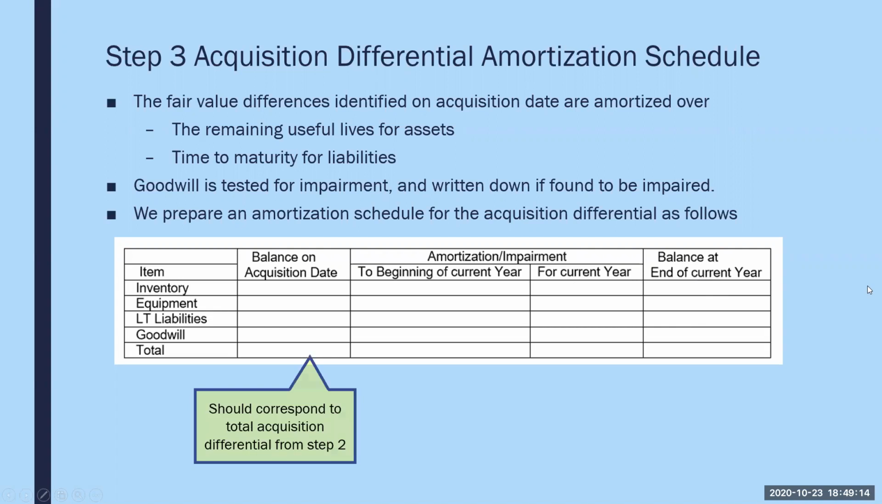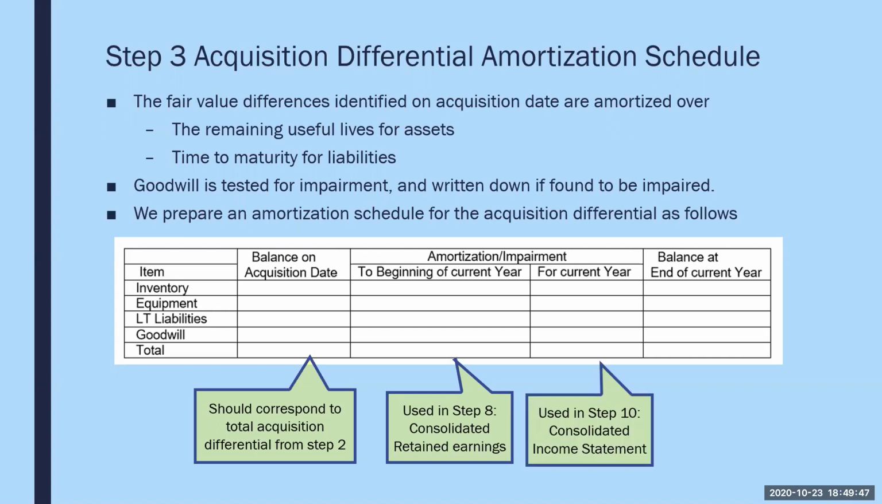So the total of the balance on the date of acquisition column should correspond to the total acquisition differential calculated in step 2. The amount in the second column, or third column as you look at it, the amount that is accumulated up to the beginning of the current year, is something that we use in calculating consolidated retained earnings in step 8.